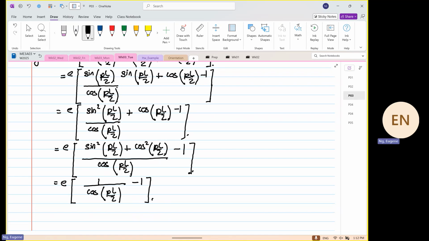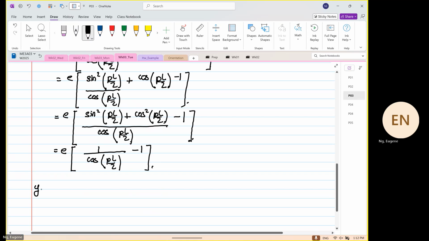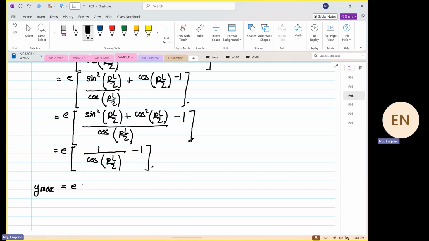So therefore, the outcome of this is Y max is equal to E secant P(L)/2 minus by 1. Okay. And this is our equation 9a.